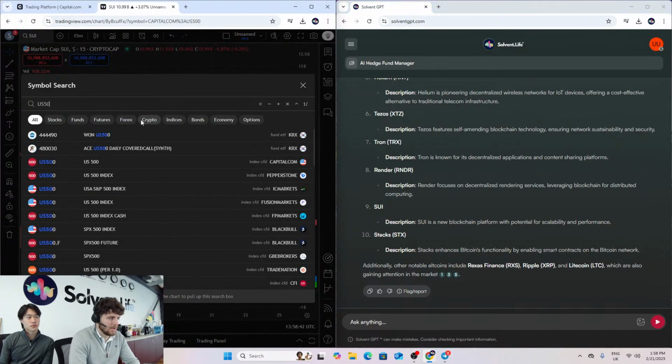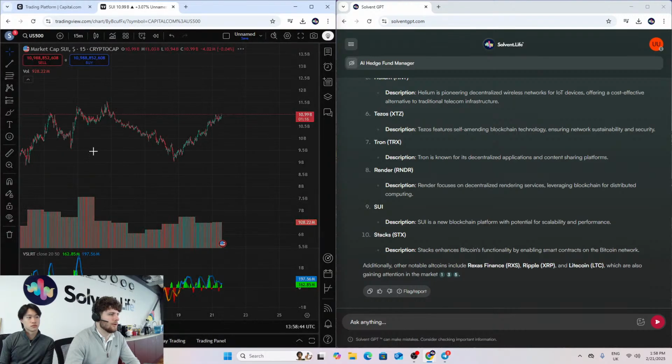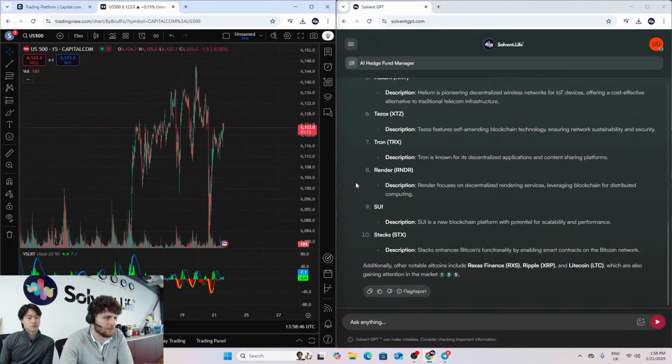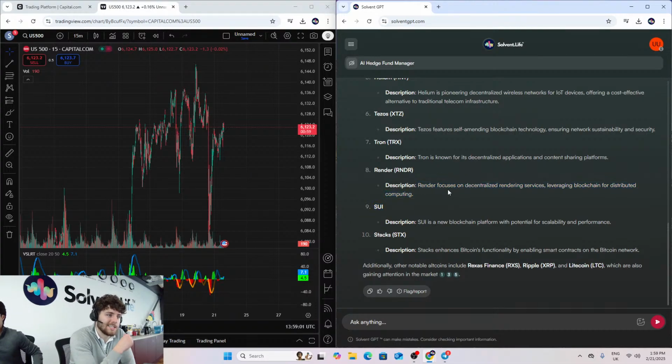We'll just take a look at a couple more. In the meantime, I'll open up the US 500. Stacks was one. Stacks enhances Bitcoin's functionality by enabling smart contracts on the Bitcoin network. Okay, Render. This was one we took a look at, I think, last week. It focuses on decentralized rendering services, leveraging blockchain for distributed computing. Okay, very interesting.